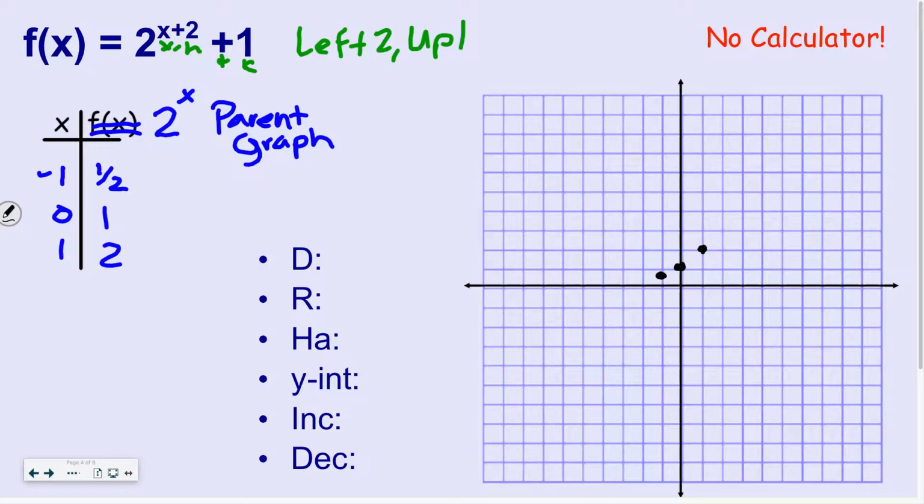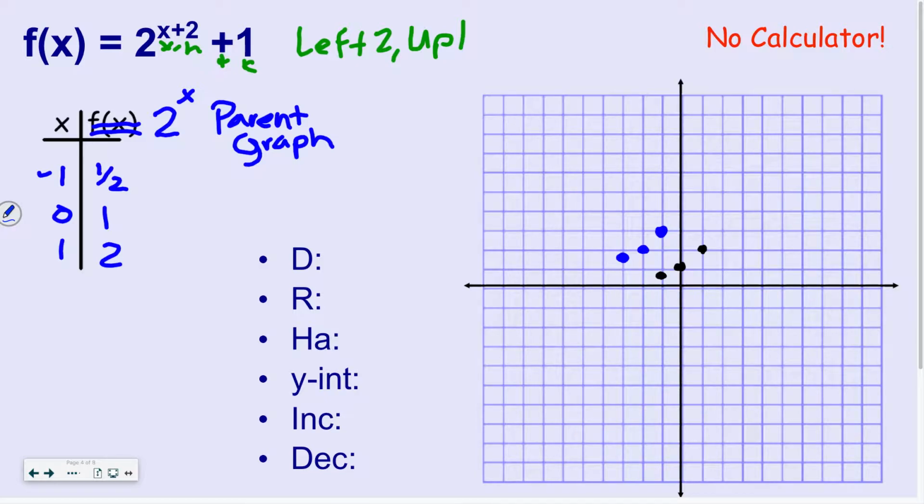So I'm going to move them left 2, up 1. And I'll always on quizzes and tests have grids for you so you'll actually be able to count out the nice points. Left 2, up 1. Okay, so I'm just shifting those points.